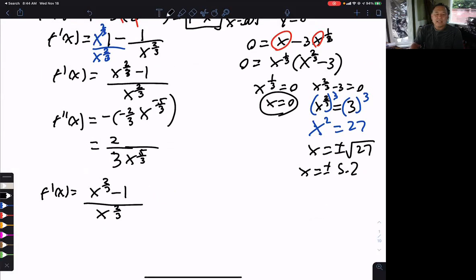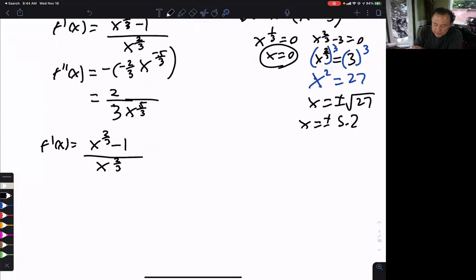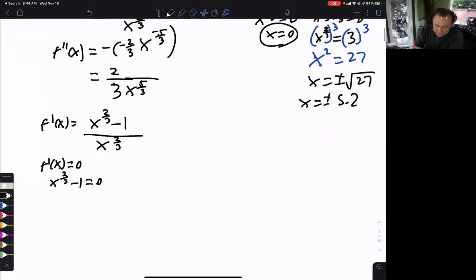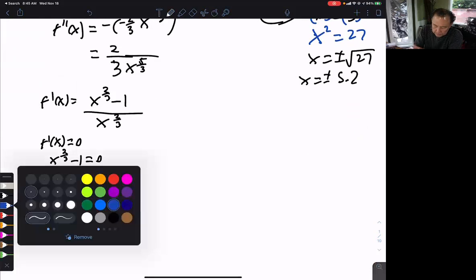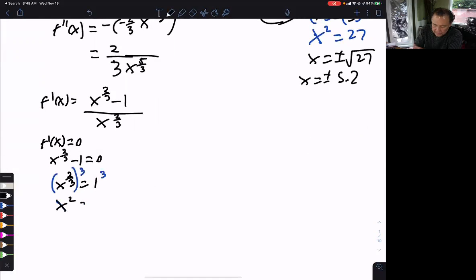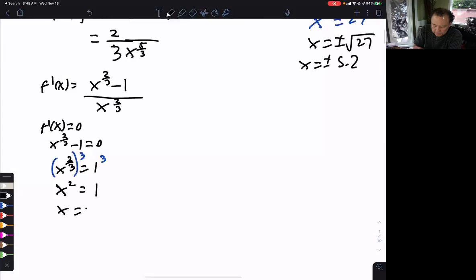Well, what does the first derivative give us? Relative maxes, relative mins, and also increasing and decreasing. Now you should know the only place it could change from increasing to decreasing is at critical points. So what are critical points? It's where the derivative equals 0. That happens when the numerator equals 0. Add 1 to both sides. I'm going to cube both sides. And then I get x squared equals 1. Square root both sides. So I get plus or minus 1.